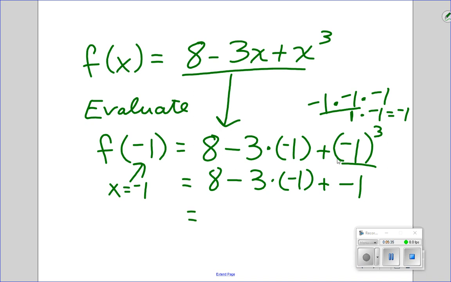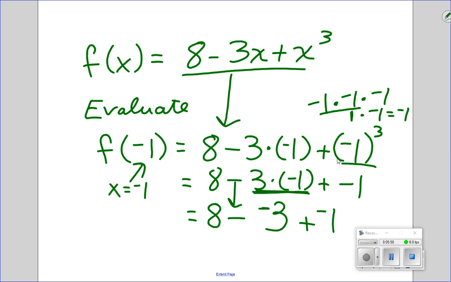Then I have to do multiplication before any adding or subtracting, so that's where I go next. It's a good idea to underline the step that you're doing at that moment. So we have this minus sign. We don't leave it off. That's still a minus sign. And then we do 3 times negative 1, which gives me a negative 3. So I have 8 minus negative 3 plus negative 1.